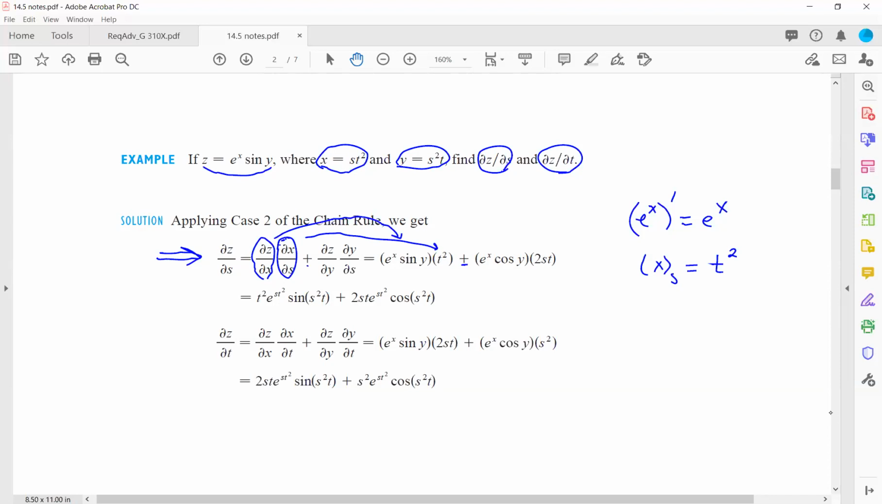Plus addition. The partial derivative of z with respect to y, okay, now we have to take the derivative of z with respect to y. E to the x has no y in it, so you copy down e to the x, and the derivative of sine is equal to cosine. So the derivative of z with respect to y is e to the x times cosine y, times the partial derivative of y with respect to s. Partial derivative of y with respect to s is 2s times t. So just right here.